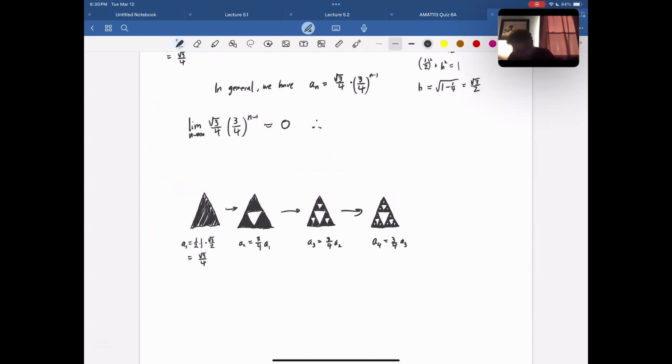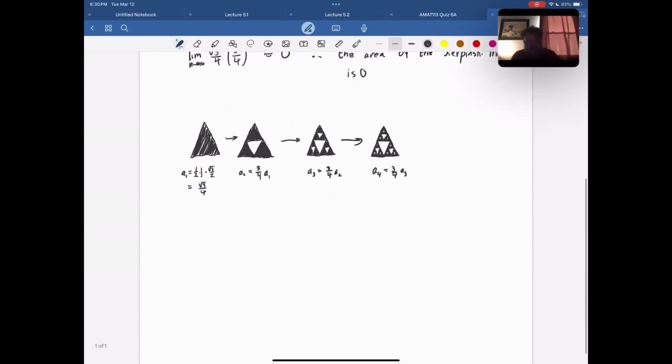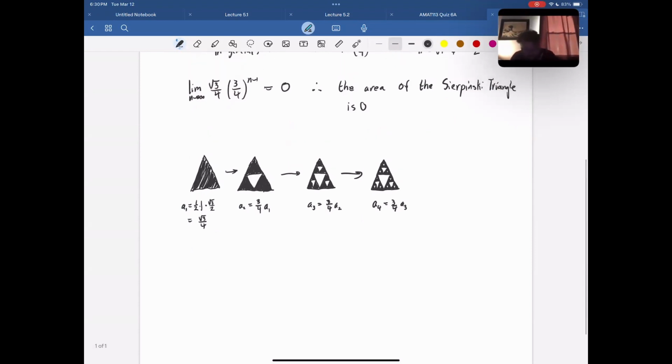So the area of the, let me see if I spell this right, the Sierpinski triangle is 0, right? So that's the conclusion that we can make. But when we look at the perimeter, we see something pretty fascinating happen, right?